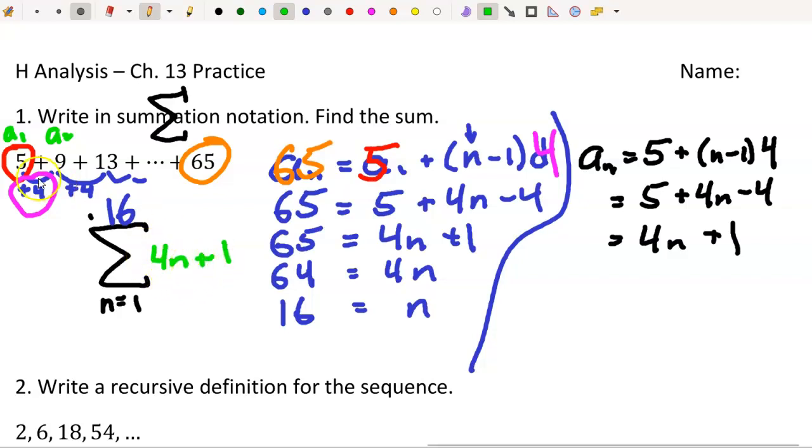Some of you might look at this and just see that they're 4 apart, and if I just start at 1, it might just work out, and you can figure it out, which is fine as well. But just show your thinking no matter what you do. So that's our first answer right there.